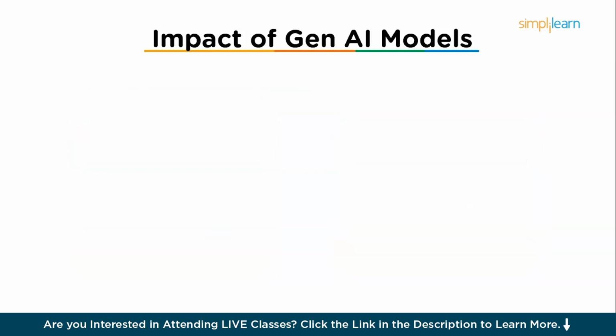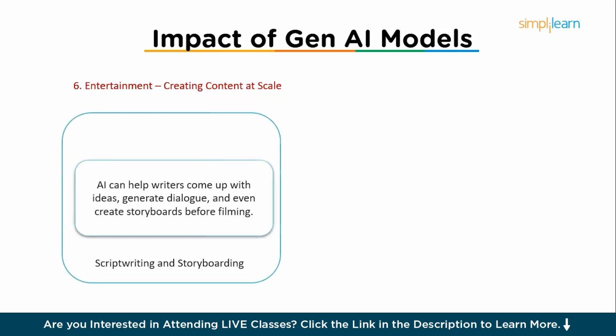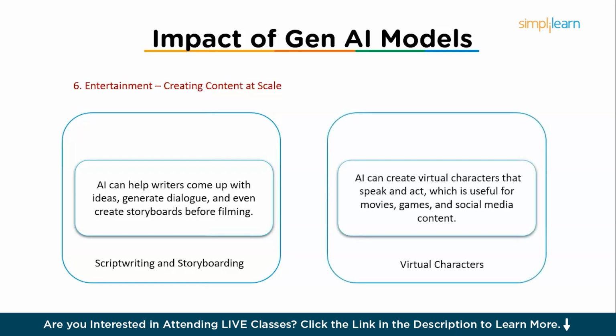So now moving on, the sixth one is entertainment, that is creating content at scale. In entertainment, AI is being used to create content faster and cheaper. First one is script writing. AI can help writers come up with ideas, generate dialogues, and even create storyboards before filming. For example, a filmmaker uses AI to plan scenes and create visuals before they start shooting, saving time in the pre-production. So then we have virtual characters.